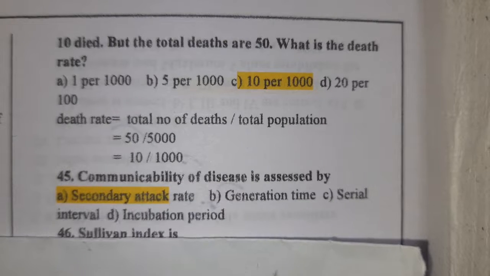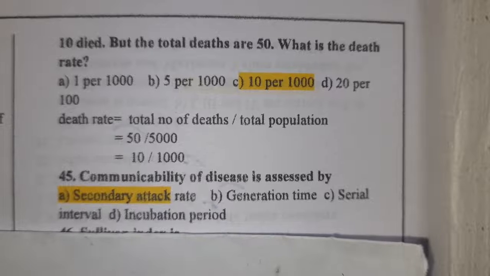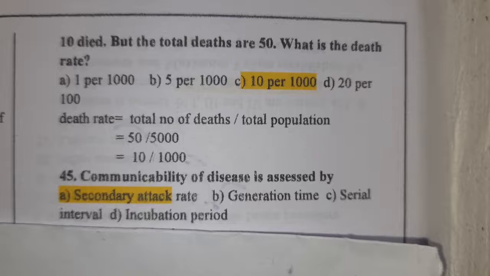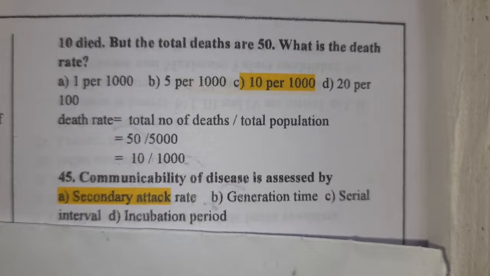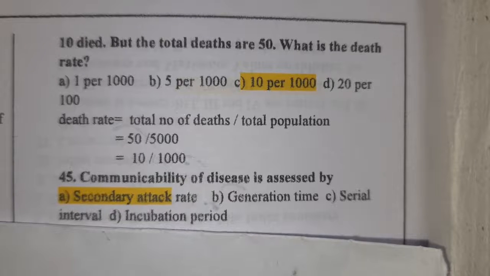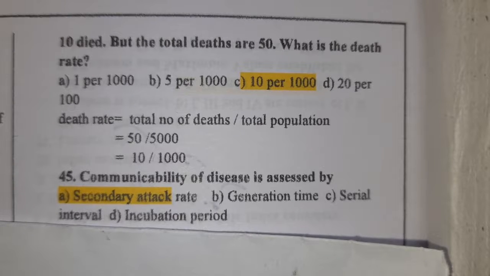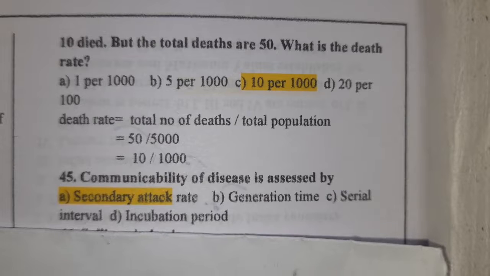Next question. Communicability of a disease is assessed by secondary attack rate. Secondary attack rate is the number of susceptible individuals to which the disease spreads from the first primary case.